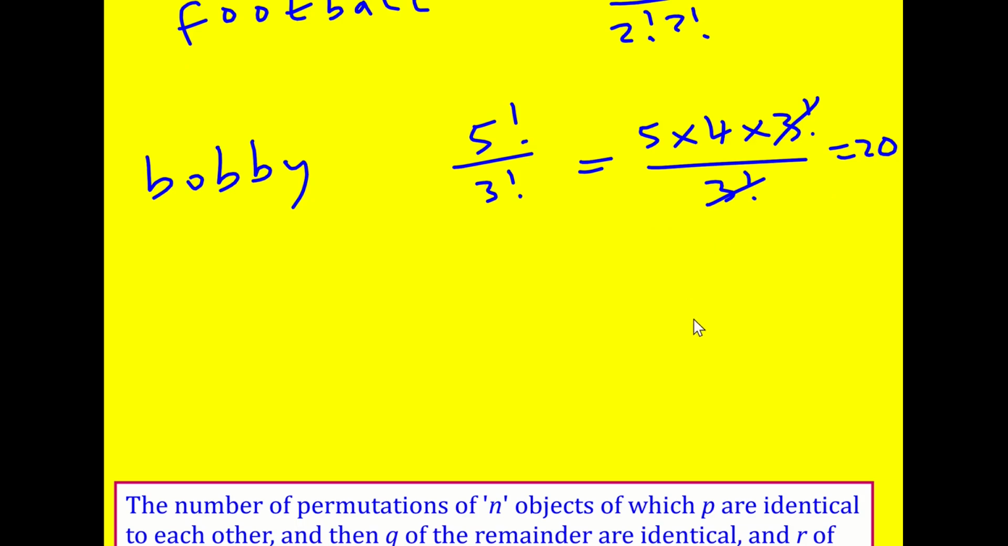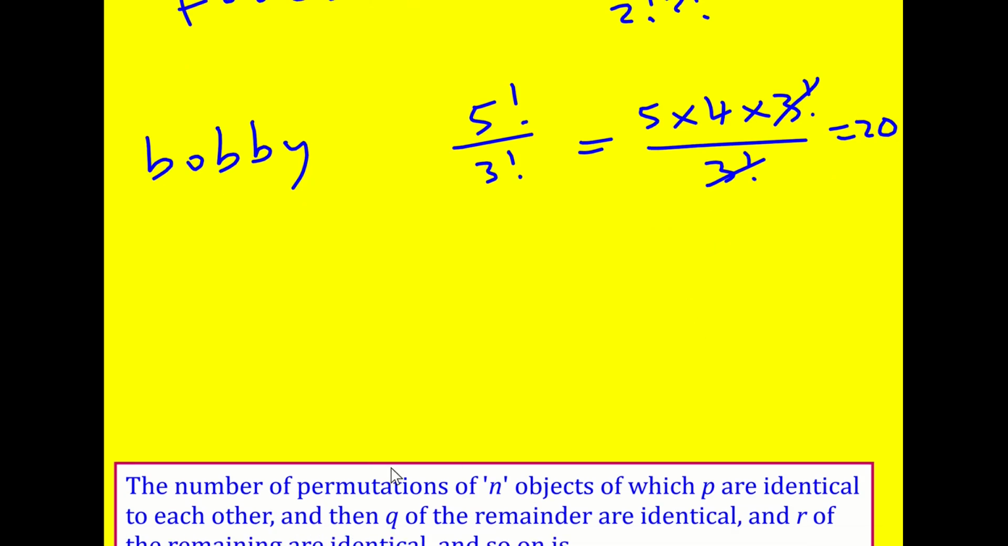Finally then, I'm trying to not give this away. Right, if we have n objects where p are identical and then q of the remainder identical and r of the remainder identical and so on, how could we work out the total number of permutations? What do you think? Go for it. Go for what you think the answer is.